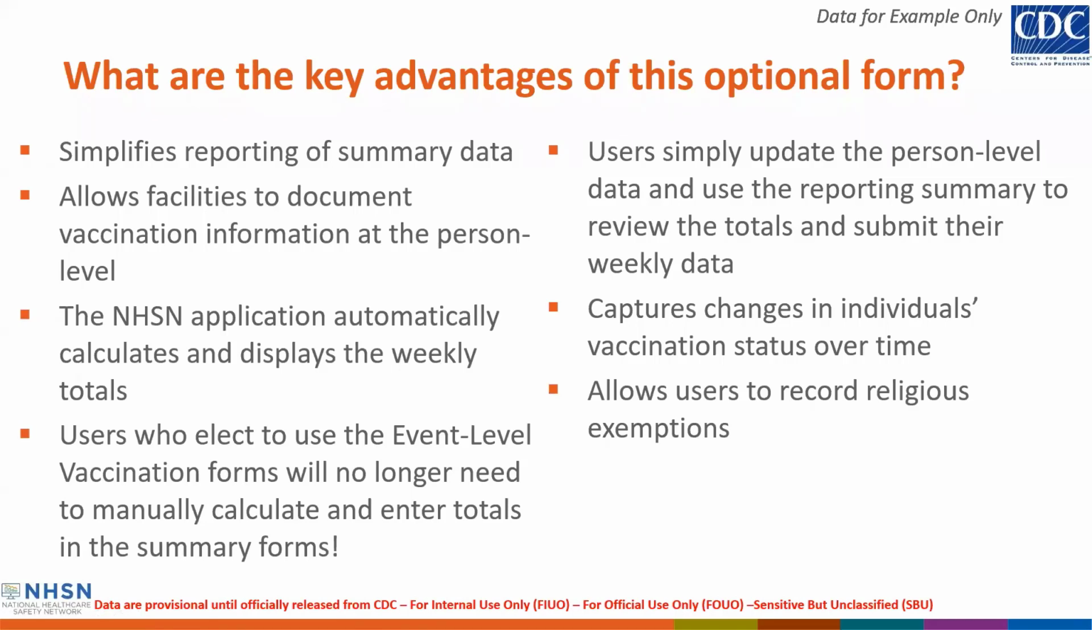And this allows facilities to document the vaccination information at the person level, which most likely many facilities are having to do in one way or another. So by managing this documentation of the person level information within the system, you can then make things easier on the reporting end because the system will calculate the totals for you. And like I just said, the NHSN application automatically calculates and displays the weekly totals. So this just cuts down on a lot of the work that users are doing manually.